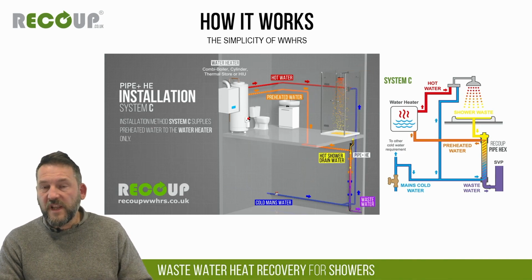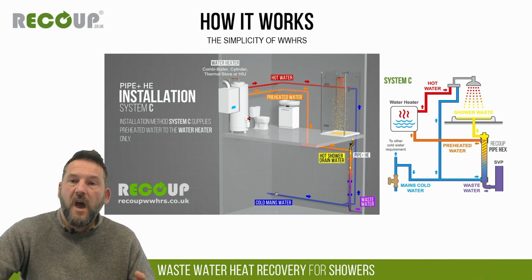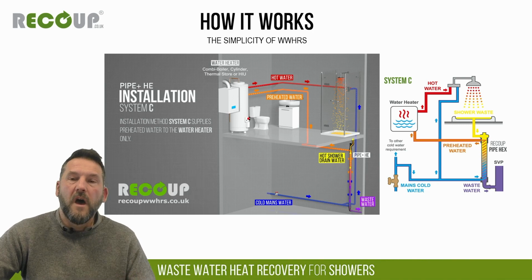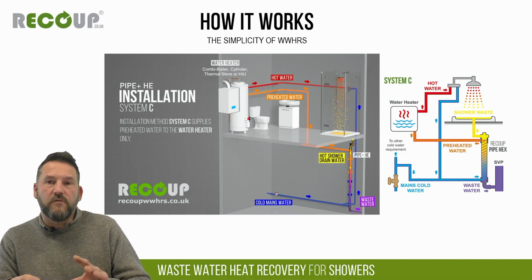And then just for completeness, as I'm sure you'll have guessed, System C sits in between, and this is where we send the preheat just to the hot water source only. We rarely see this in non-residential, but in residential settings, you might use System C to reduce the amount of pipe work.